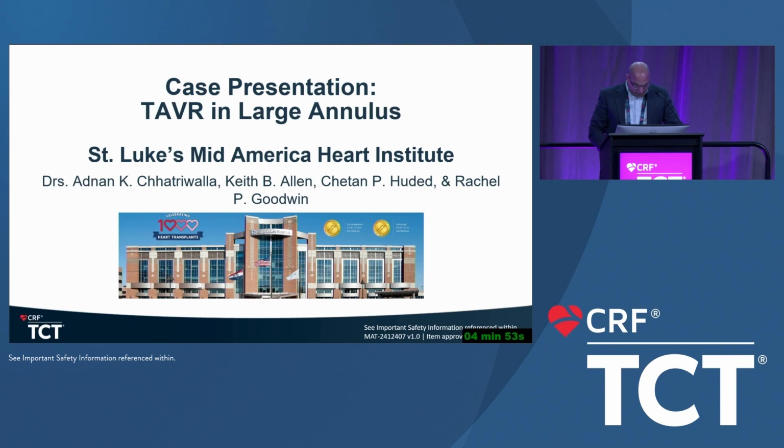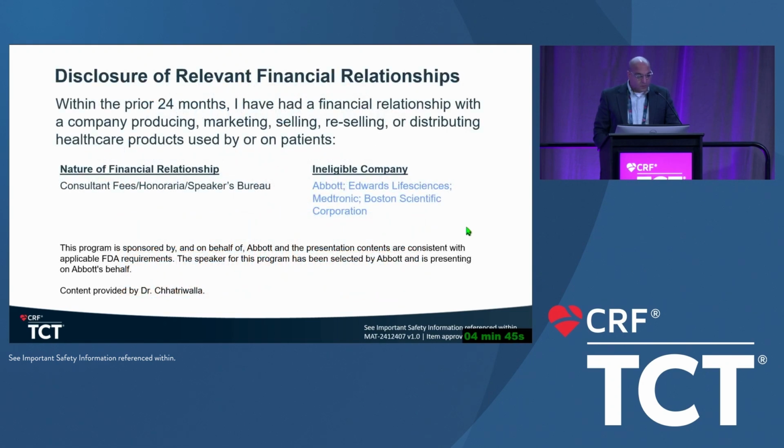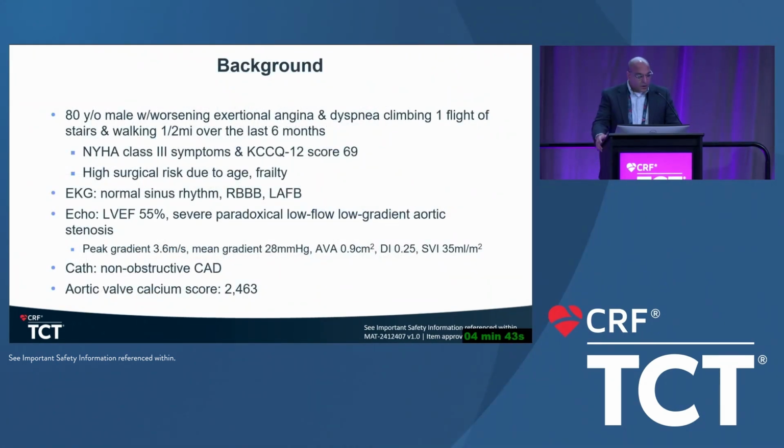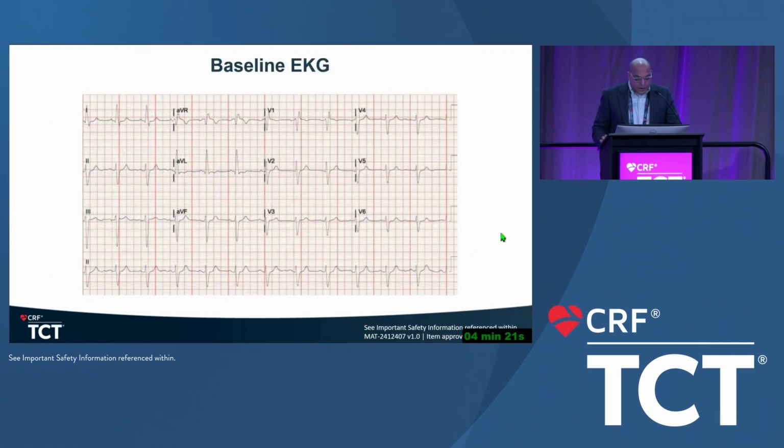One of the key points here is that we have a patient with a very large aortic valve annulus. These are my disclosures. So, an 80-year-old symptomatic patient with severe aortic stenosis, high surgical risk due to age and frailty, normal EF, paradoxical low flow, low gradient AS, gradients 28. Some non-obstructive coronary artery disease and a high aortic valve calcium score. The EKG shows right bundle, left anterior fascicular block, so high risk for heart block following TAVR.